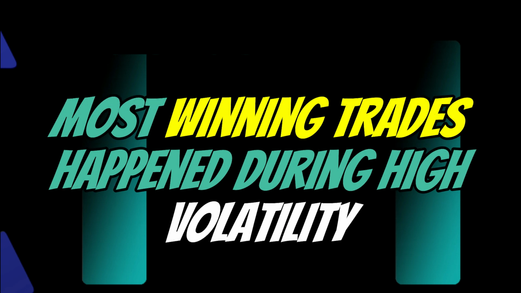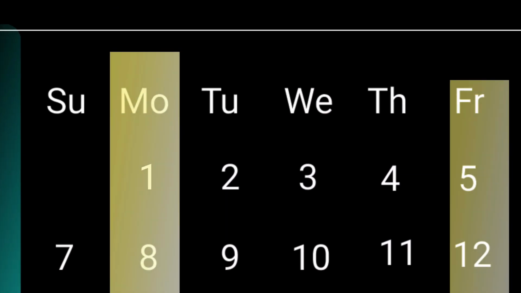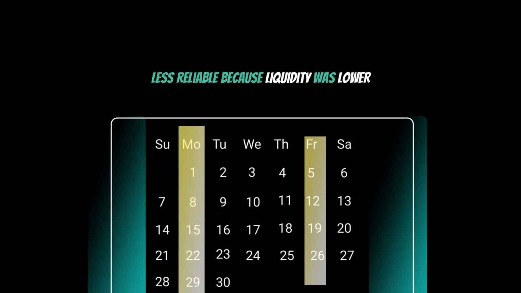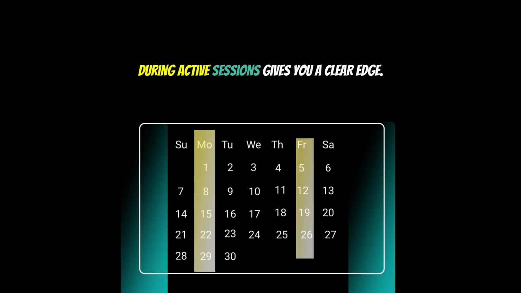Second is volatility and timing. Most winning trades happen during high volatility, meaning the London and New York sessions. Meanwhile, Mondays and Fridays were less reliable because liquidity was lower. So, trading order blocks in the middle of the week during active sessions gives you a clear edge.